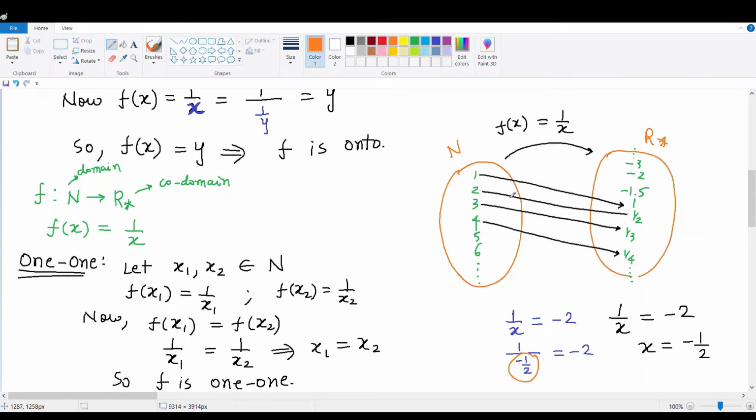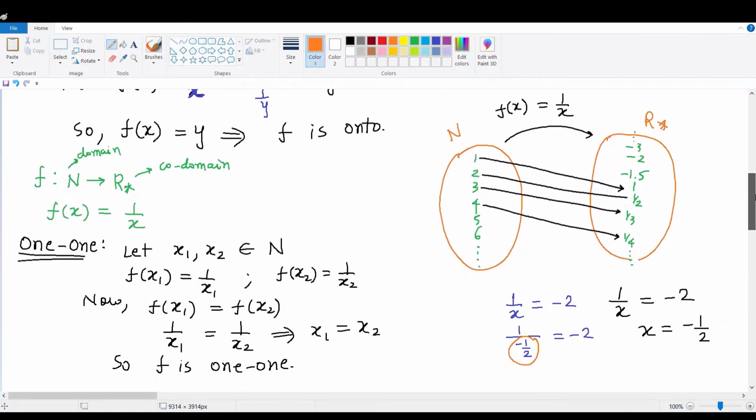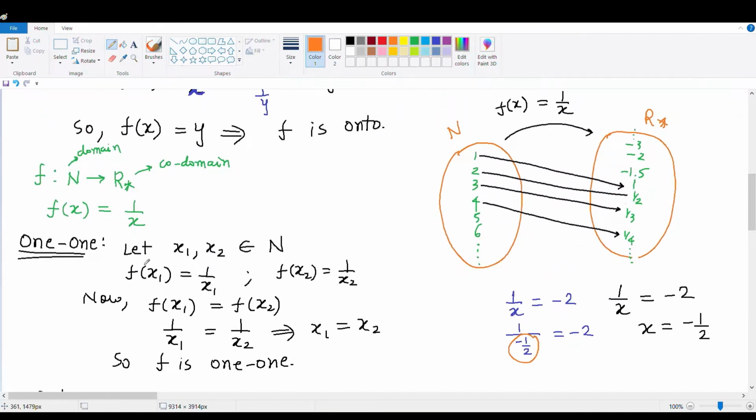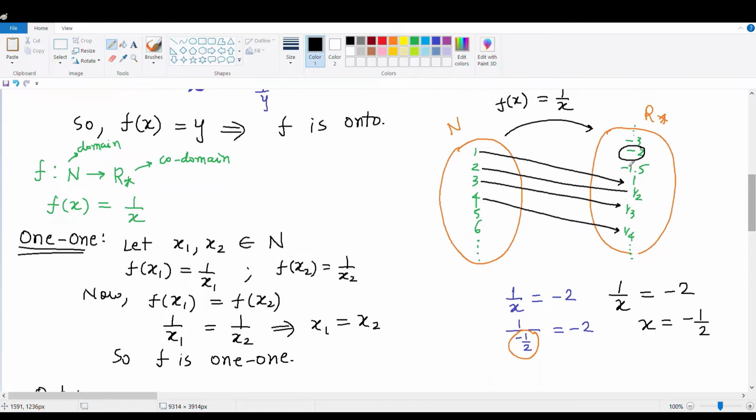And as soon as we find even just one free element, that function is not onto. And here we have infinitely many numbers which do not have any pre-image in this domain. So we are just going to give the counterexample, because when it is onto, you have to prove it, but when it is not onto, you just need to show a counterexample. So here we are going to show this negative 2, because negative 2 does not have any pre-image.